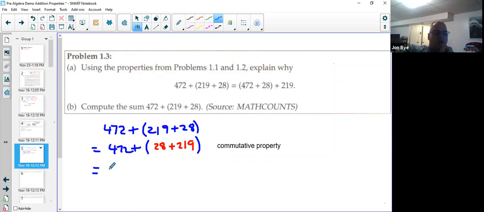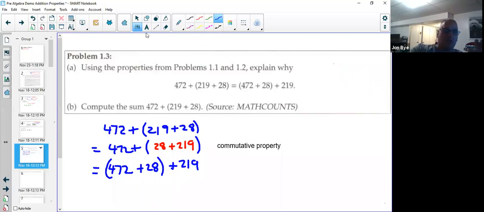And so I can then say, okay, this is going to be 472, and I'm going to add that to the 28 first instead. And then I'm going to add the 219 at the end. So I put the parentheses around the first two instead of the last two. And that's application of the associative property.